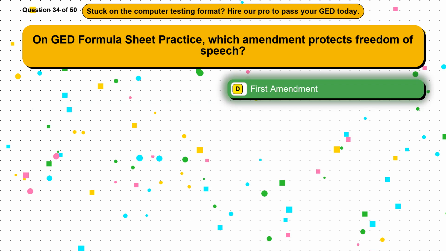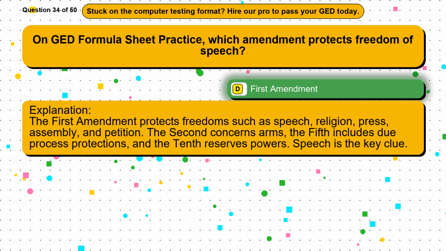The correct answer is option D, First Amendment. The First Amendment protects freedoms such as speech, religion, press, assembly, and petition. The second concerns arms, the fifth includes due process protections, and the 10th reserves powers. Speech is the key clue.